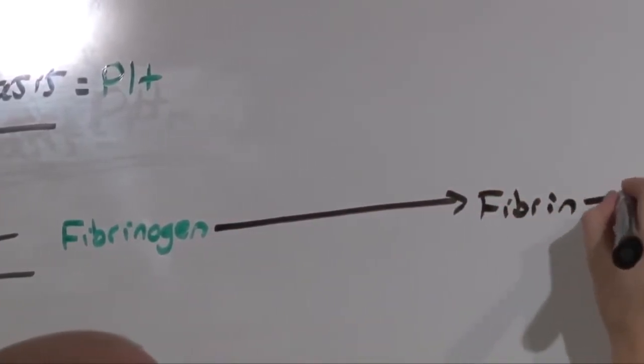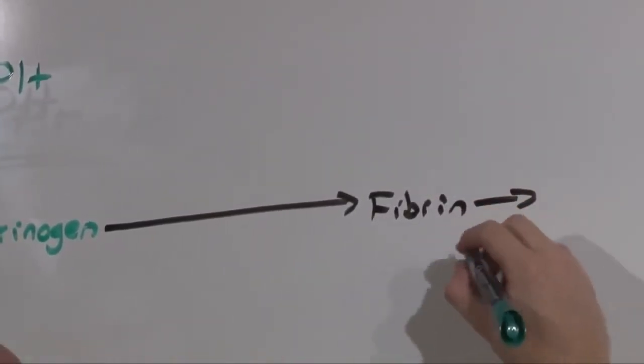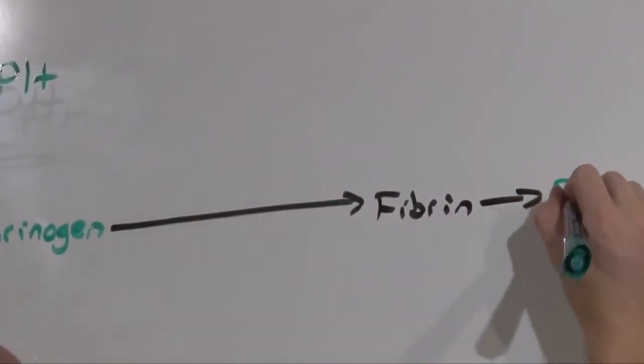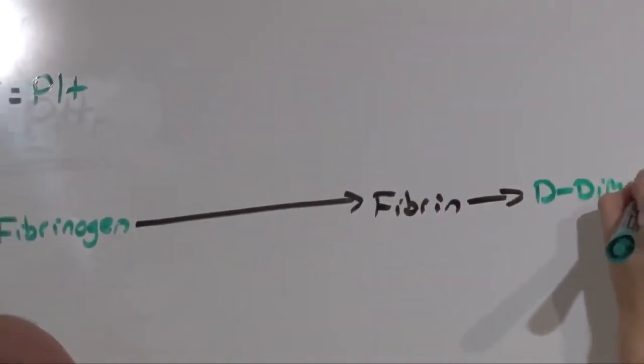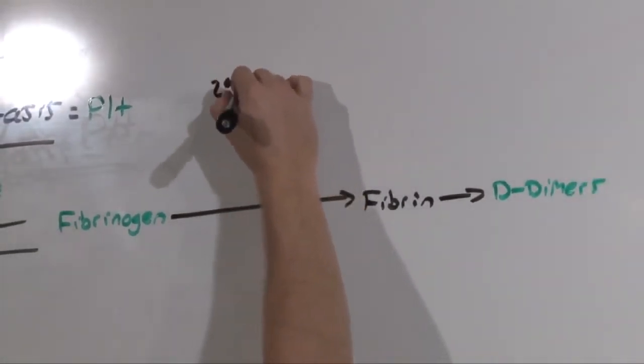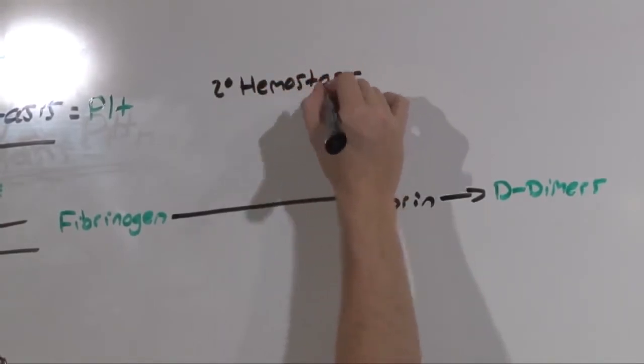But the body's not stupid. It's not going to allow fibrin clots to exist everywhere, so it is going to make plasmin to degrade fibrin into D-dimers. Secondary hemostasis was all about the factors.